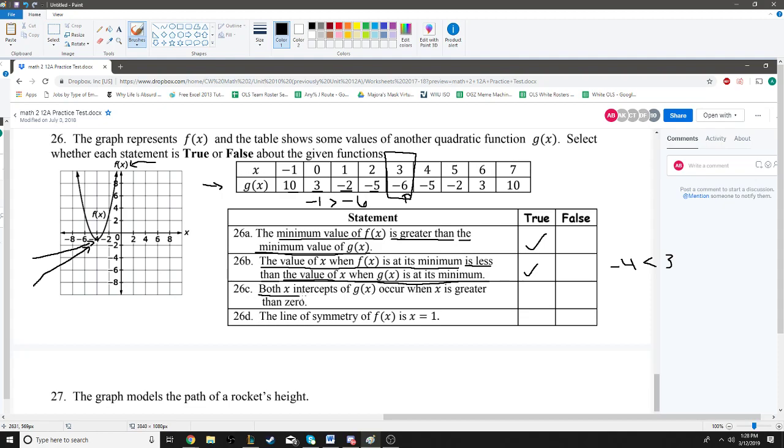Next one, both x-intercepts. Remember, an x-intercept is where the y value equals 0.